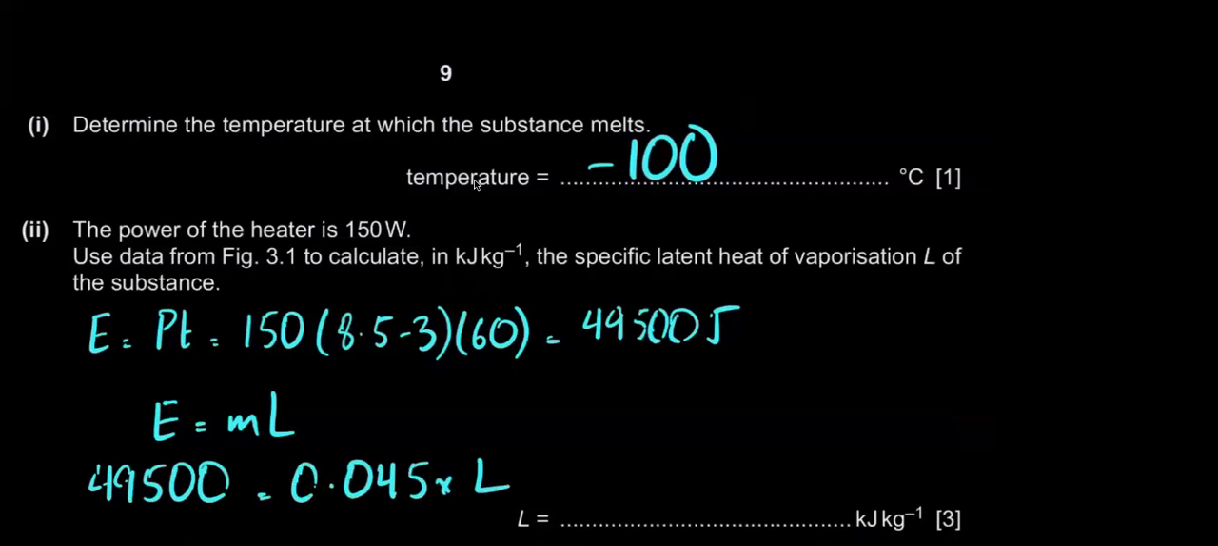So L turns out to be 1.1 into 10 to the 6. Since this is given in kilojoules per kg, if I write this in kilo, I would take a 10 to the 3 away. So this would just become 1.1 into 10 to the 3, right?